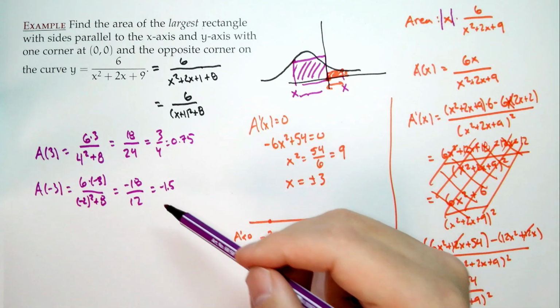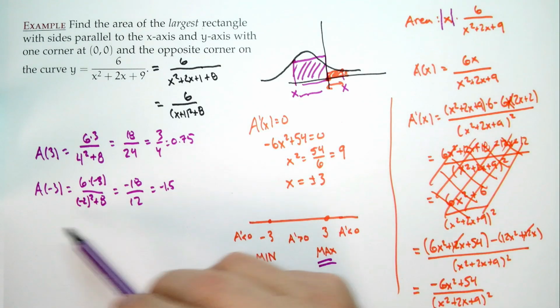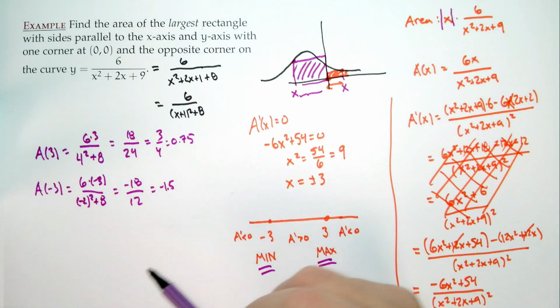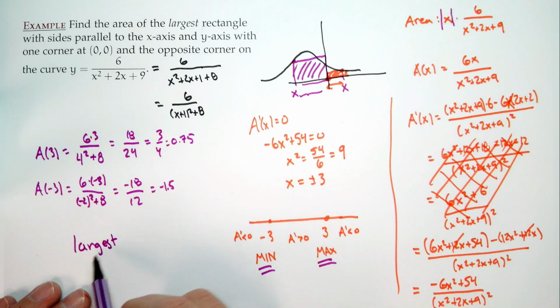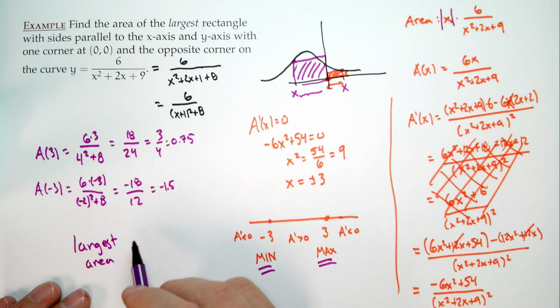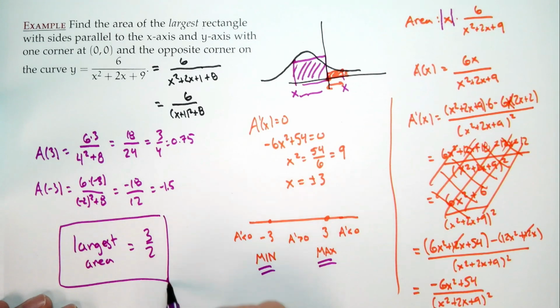And we can see that the one that's actually larger in size is this at location at negative 3. So what's the largest area? So the largest area is going to equal 3/2. And that's the answer. There you go. All right.